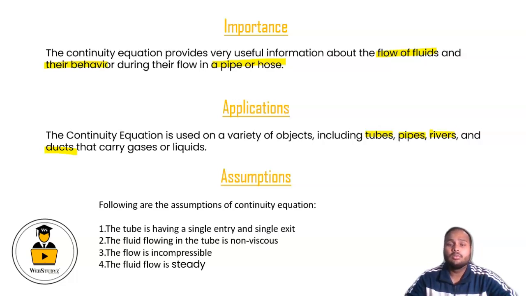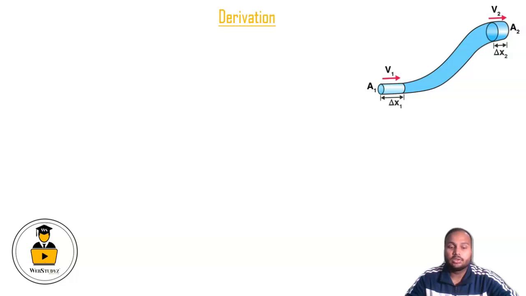According to equation of continuity, we have some assumptions. The first assumption is the tube has a single entry and single exit and no entry or exit in between. Then the fluid flowing in the tube is non-viscous. Next, the flow is incompressible. Also the fluid flow is steady. These are the assumptions which we need to make before solving the problem of equation of continuity or applying this. Now let us derive this equation of continuity.